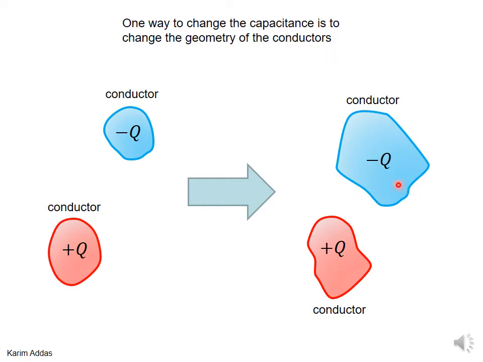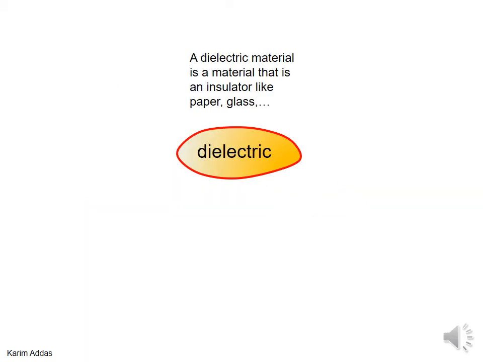Change the geometry of both conductors, and also you can change the distance between them. So anything that changes the geometry will change the capacitance. Just for notation in what we're going to do in a while, we're going to discuss something called a dielectric material. A dielectric material is just a material that's an insulator, for instance, like paper or glass or whatever. That's what a dielectric material is.